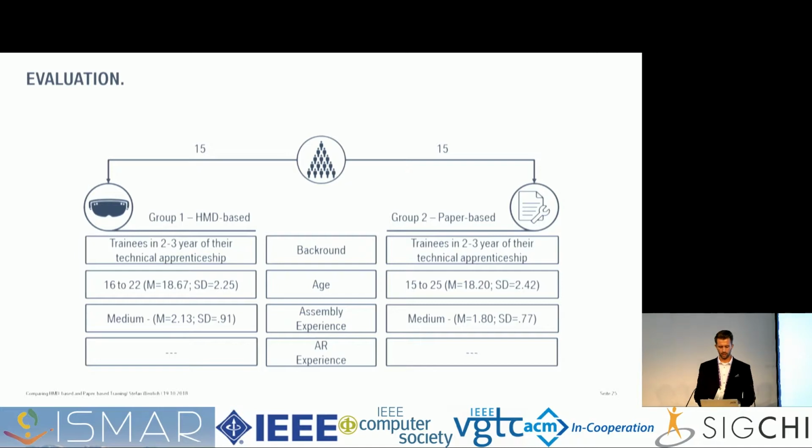We acquired 30 trainees for this study, 27 male and 3 female, by asking the BMW Group Education Department in preparation of our study. They were all trainees in the 2nd or 3rd year of their technical apprenticeship, and they were between 15 and 25 years old. Both groups had medium experience with assembling and no prior experience with using AR before.